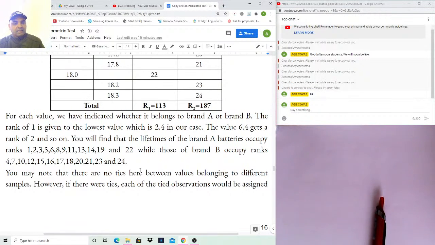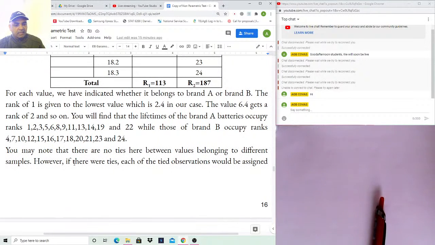So you will find that the lifetimes of the brand A batteries occupy these ranks, while those of brand B occupy these. So you may note that there are no ties. When there is a tie, we will be using the mean rank, right?